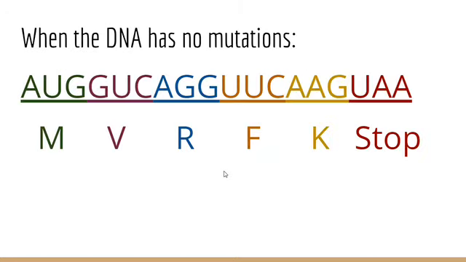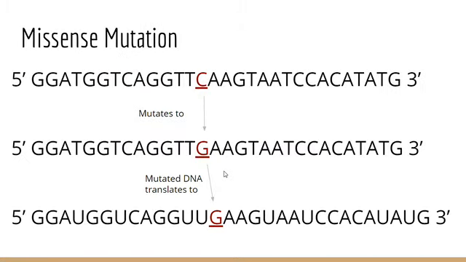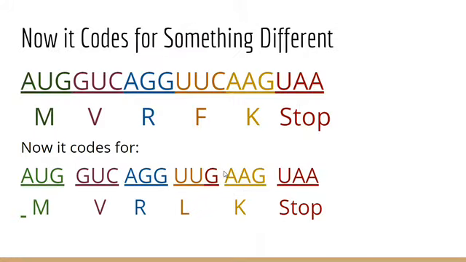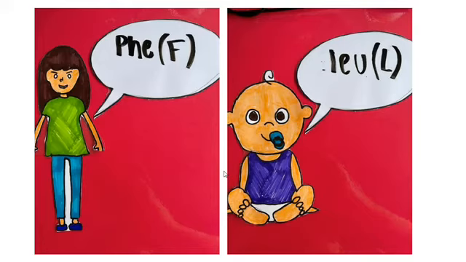When the DNA has no mutations, it codes for M, V, R, F, K, then stop. And so if we have a missense mutation, which could be, for example, going from C to G in a transversion, we now have a UUC coding for a UUG. And so it goes from MVRFK to MVRLK. And this is just showing the mom saying F and the baby saying L.